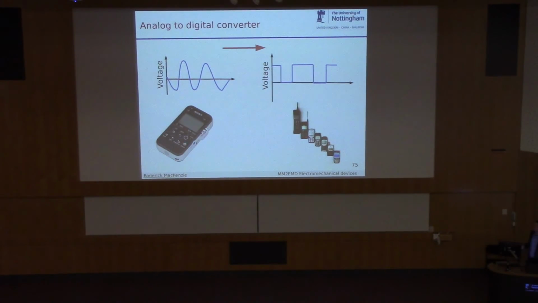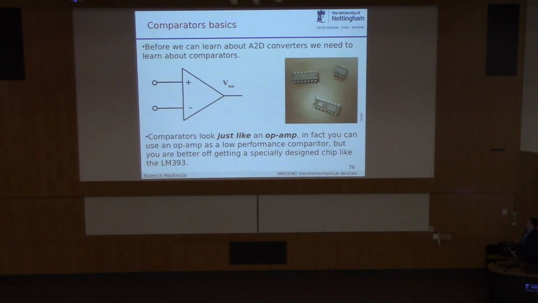Before we can do that, we need to learn about something called a comparator. Does anybody recognize that symbol? Op-amp, I heard down there. Yeah, it's basically an op-amp. A comparator is designed in a very slightly different way. It's basically the same device, but we're using it slightly differently, and it's been optimized to do a slightly different task. So in this setting, this triangle is called a comparator.